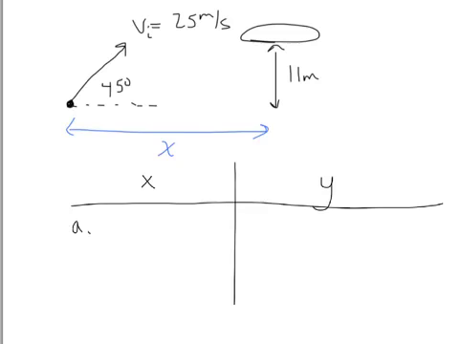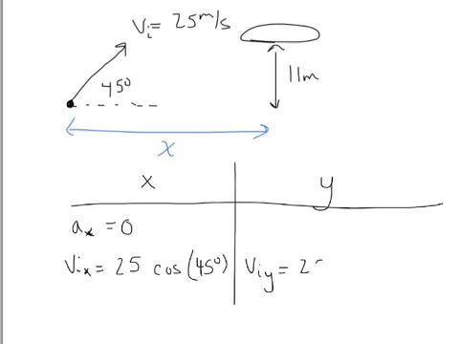AX is 0 and VIX is 25. Okay, VIX is not 25. What is VIX? Somebody help Reese out. 25 times cosine of 45. Good. Remember, people, it's fired at an angle, therefore, you have to use the components. If that's what VIX is, what is VIY? 25 sine 45. Yeah, same thing with a sine. Very good. What's AY? Negative 9.8.